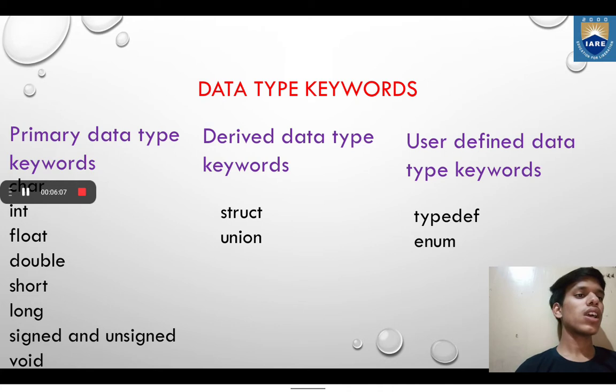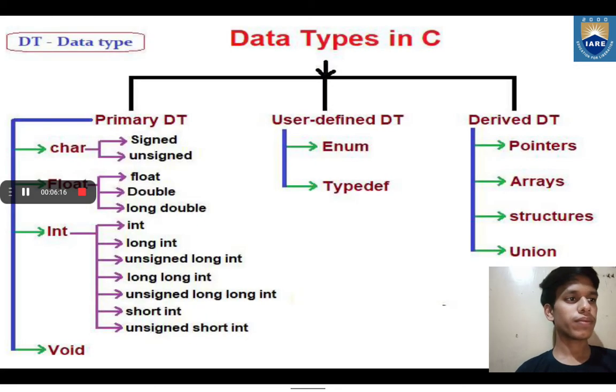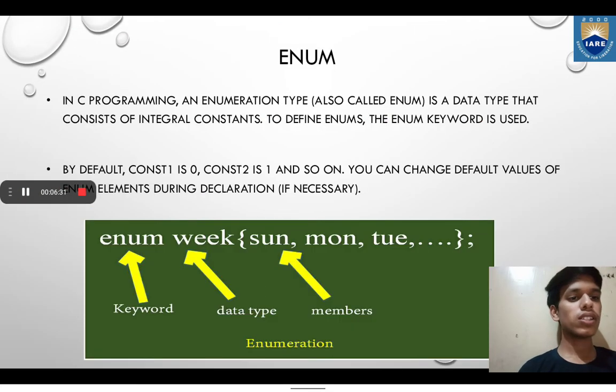In a similar manner, the user defined data type keywords are typedef and enum. We are going to see them in detail. And one more thing, derived data types are pointers, arrays, structures and unions. These are derived using the basic or primary data types. They are char, float, int and double. So let us see enum.